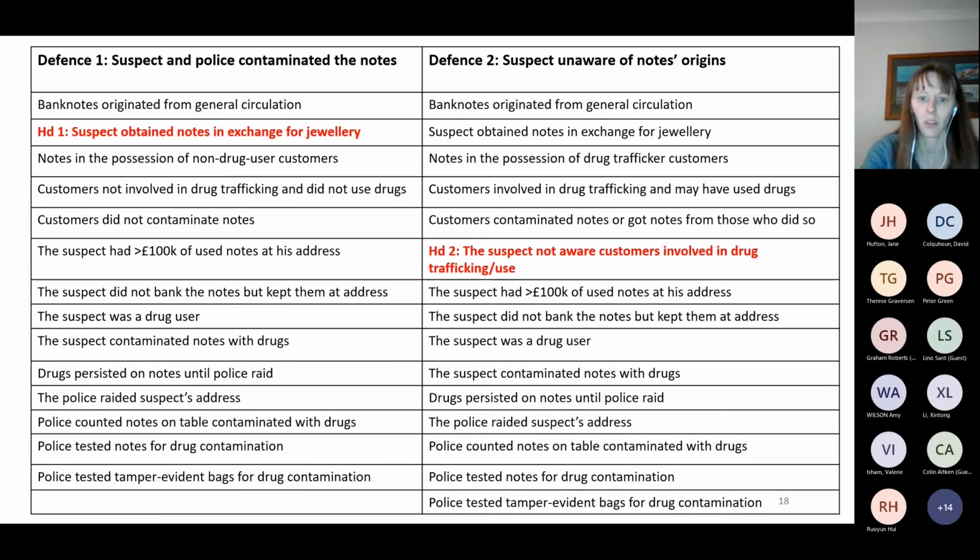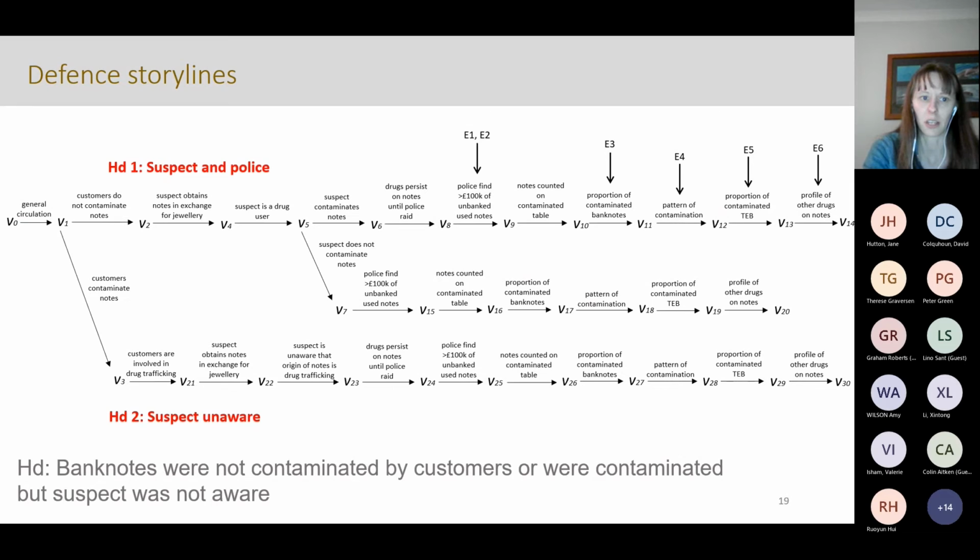So after we had done that, we set up a defense storyline, the same as we'd done for the prosecution, except for the defense, where we've got 2 different hypotheses. One, that the suspect and the police contaminated the notes themselves, and 2, that the suspect happened to sell jewelry to customers who had contaminated the notes because they were drug traffickers, but he didn't know about this. He didn't know that these people were drug traffickers, and it was all just bad luck.